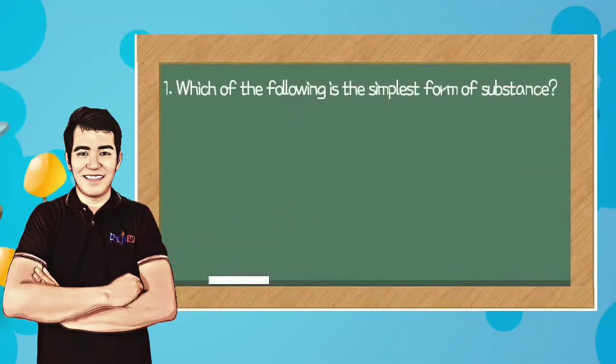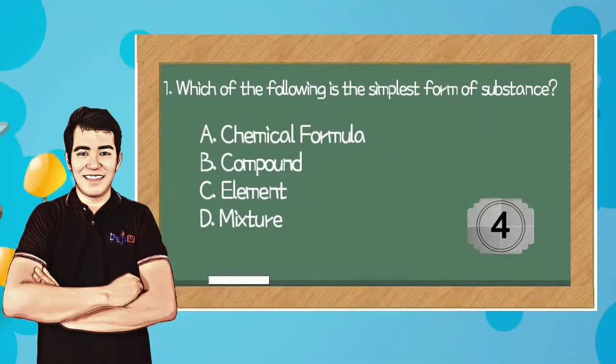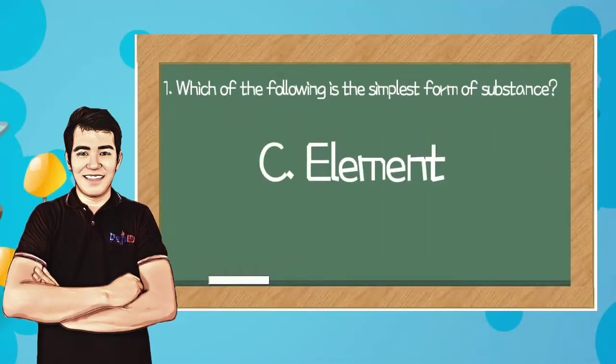Okay, number 1. Which of the following is the simplest form of substance? A. Chemical formula, B. Compound, C. Element, or D. Mixture. Your time starts now. Time's up. Let's reveal the answer. The correct answer is C. Element.